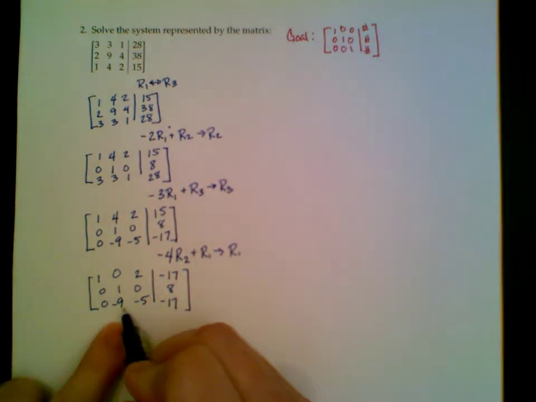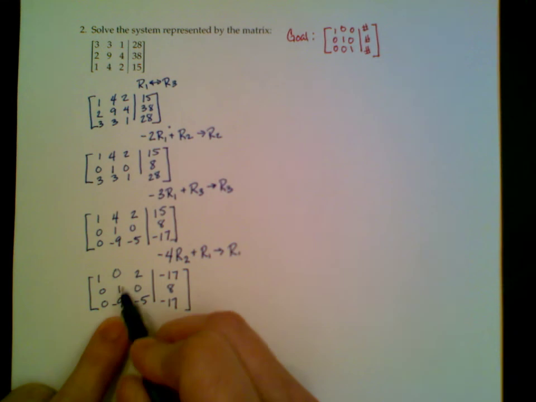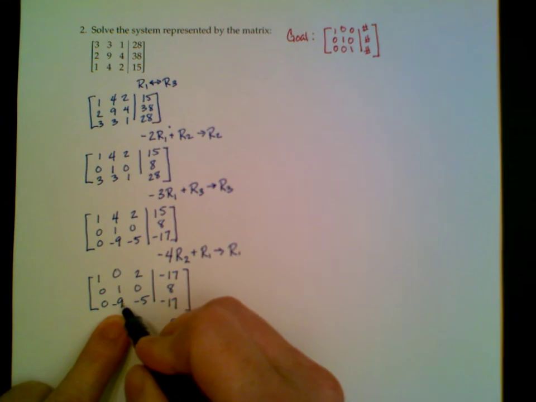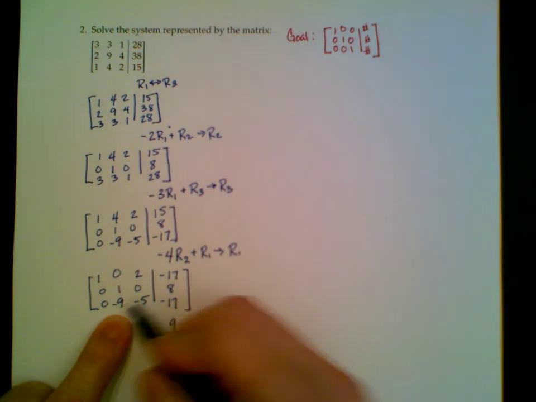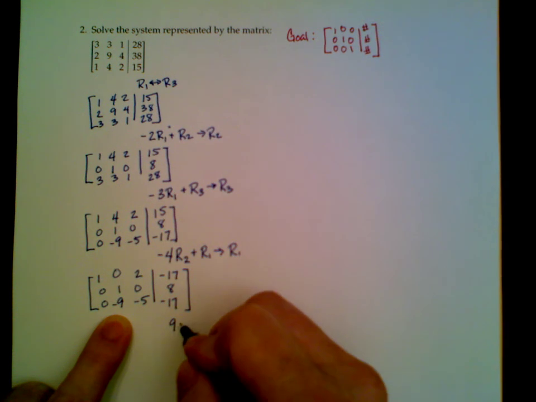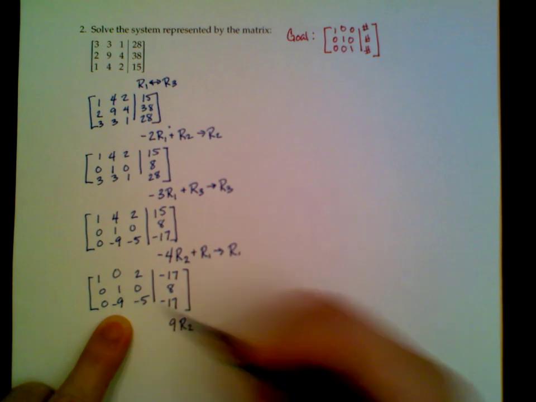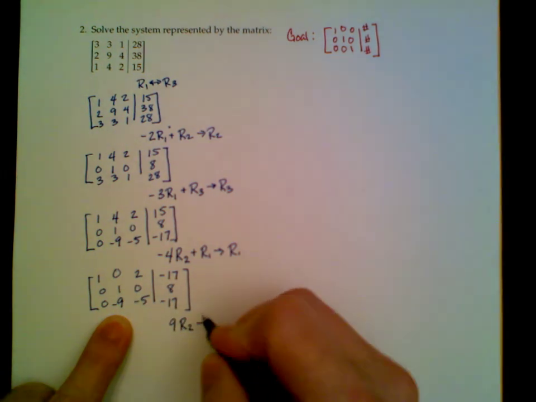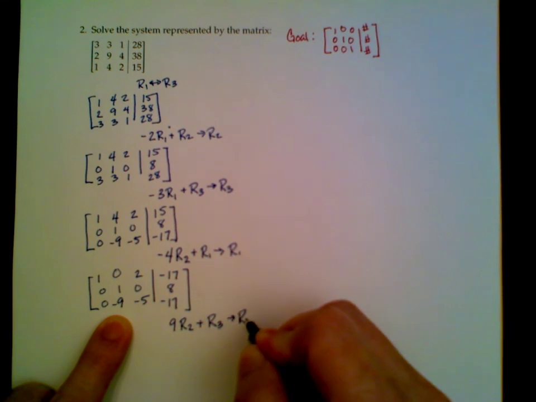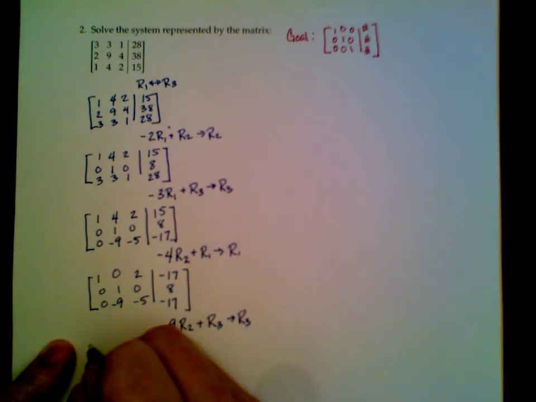All right, now I want to get rid of this negative 9. The opposite of negative 9 is positive 9. And when I say get rid of, I want to change it to a 0. So the opposite of negative 9 is positive 9 times row 2, because that's where the 1 is in that column, plus row 3, because that's where the negative 9 is, and it gets stored in row 3.